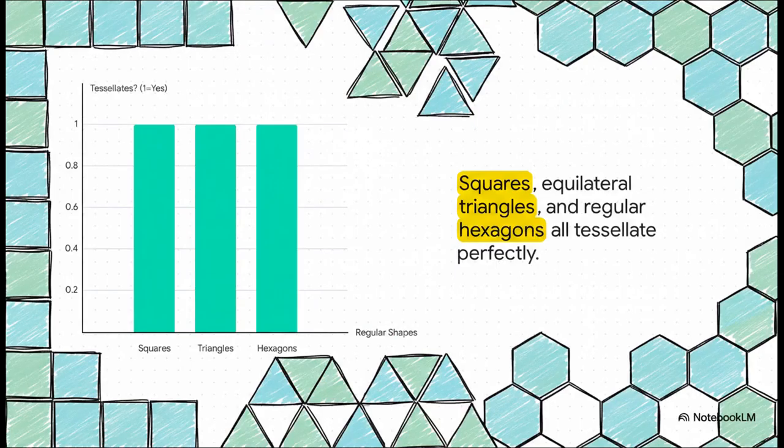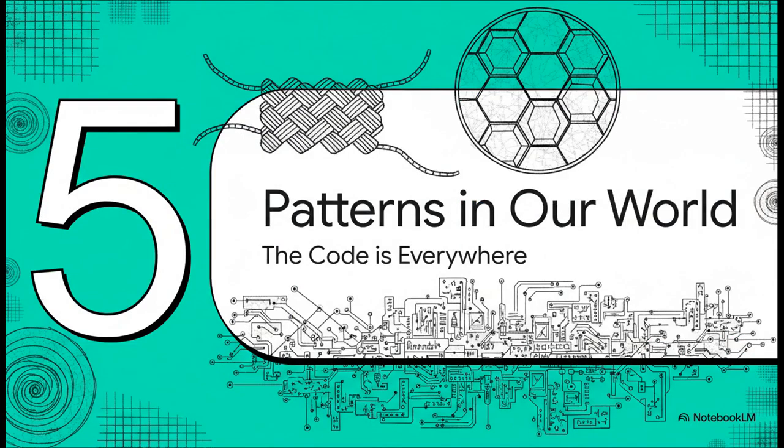But what about other regular shapes? Well, turns out our good friends, the square with its perfect 90-degree angles, the equilateral triangle at 60 degrees, and the regular hexagon at 120 degrees, they all pass with flying colors. Their angles add up to 360 perfectly at every corner, which means you can use them to tile a flat surface forever and ever. So think about where we've been.